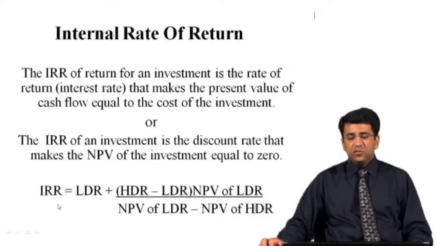And again, we can use this formula in order to calculate the internal rate of return for a project. The internal rate of return is equal to LDR, meaning lower discount rate, plus high discount rate minus low discount rate, times net present value at low discount rate divided by net present value at low discount rate minus net present value at high discount rate.